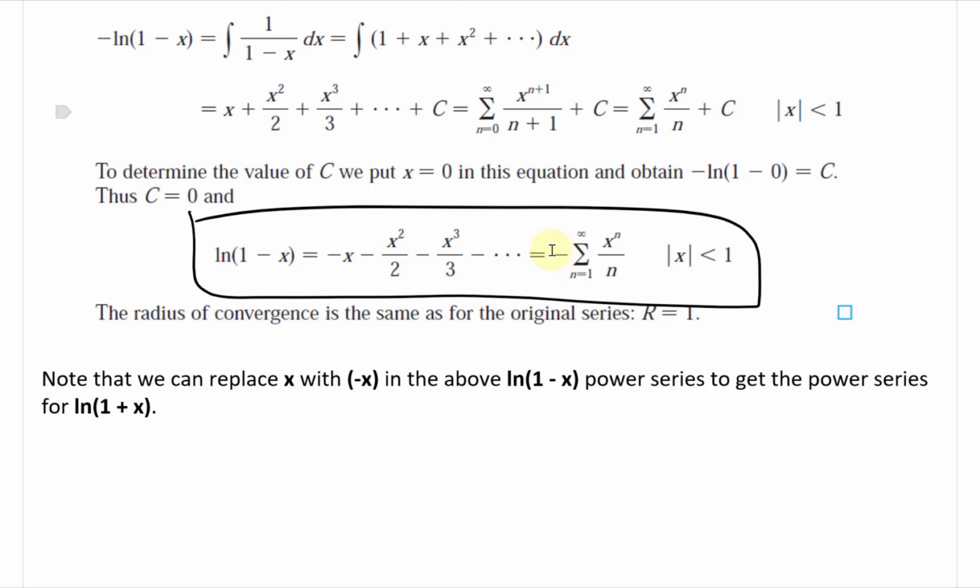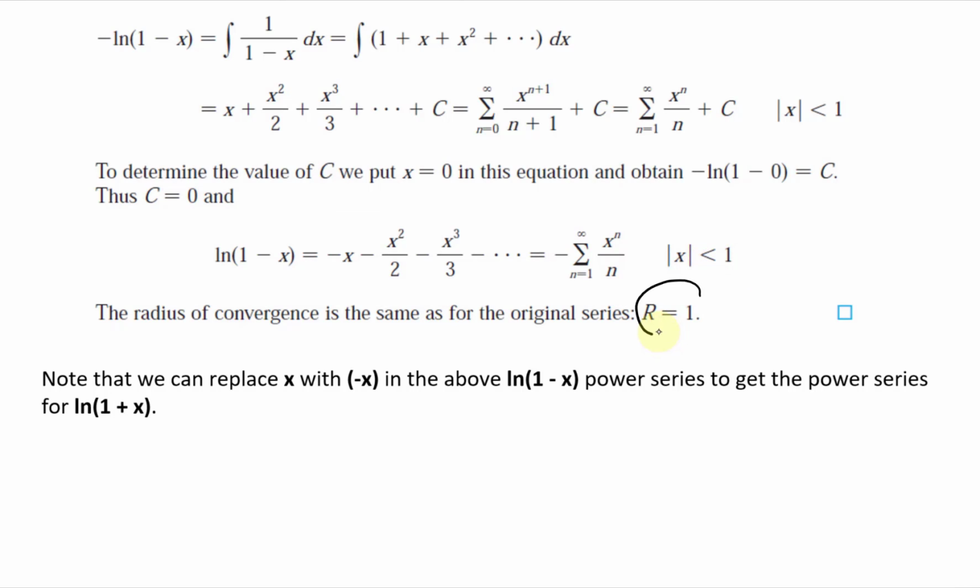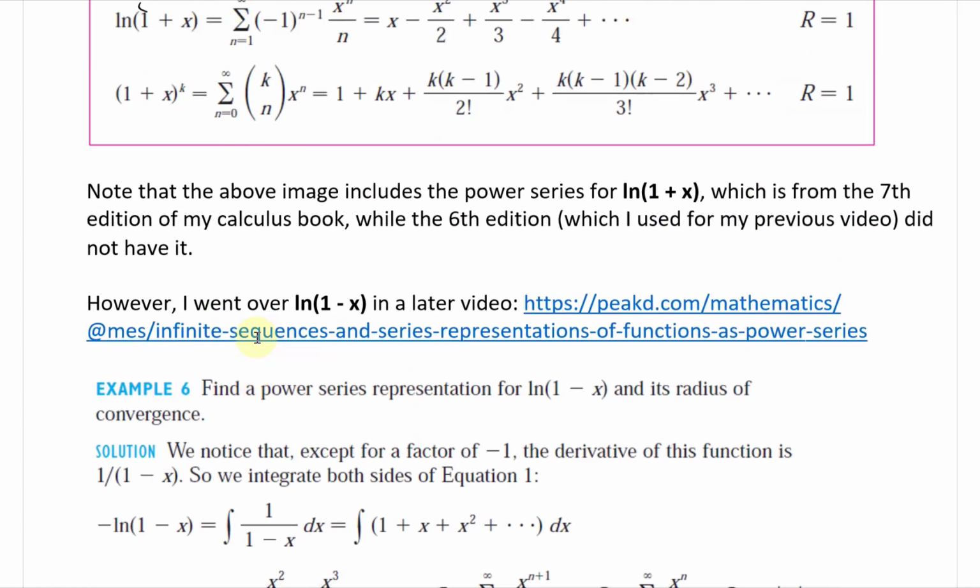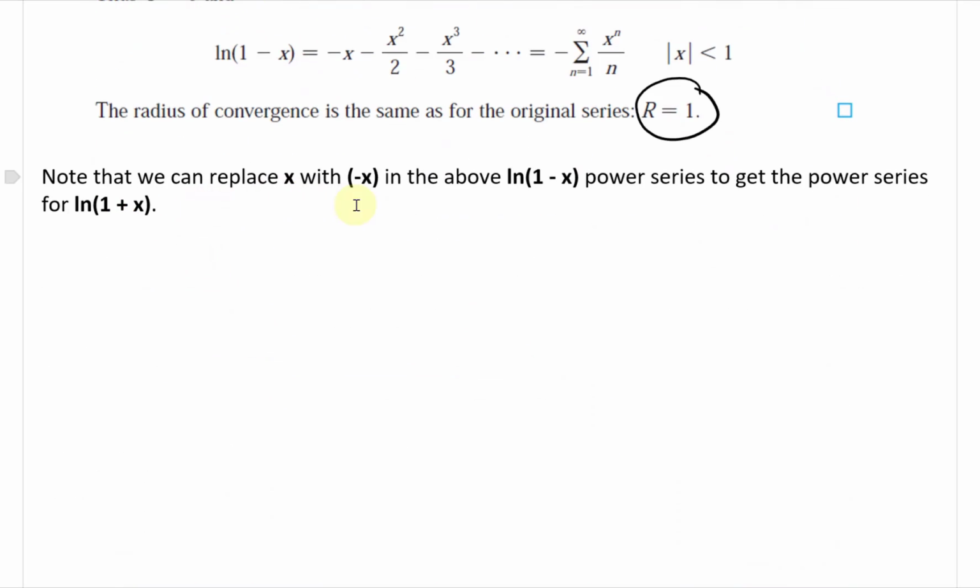And then it basically equals negative summation from n equals 1 to infinity of x^n divided by n, where the radius of convergence is 1. So absolute value of x is less than 1. Yes, you have R equal to 1. So that is for 1 minus x. So just for completeness, let's solve the ln(1 + x).